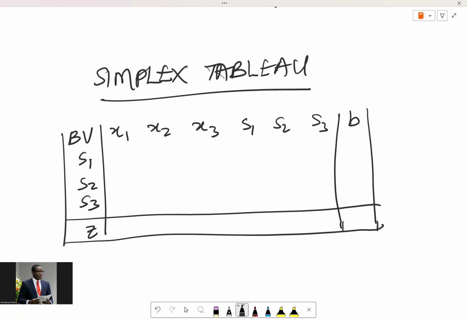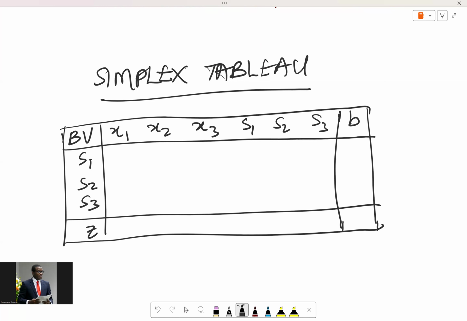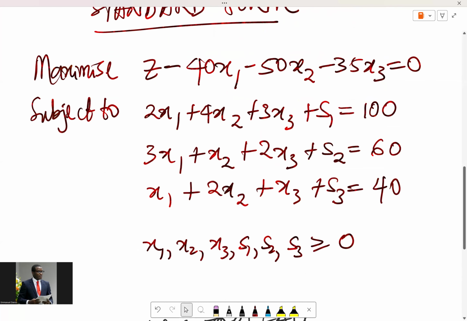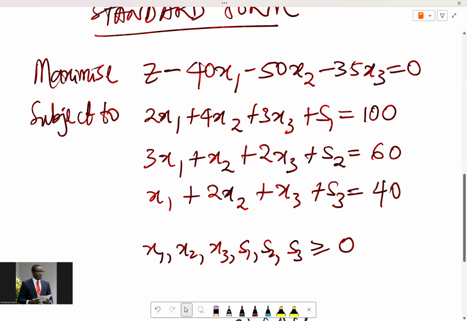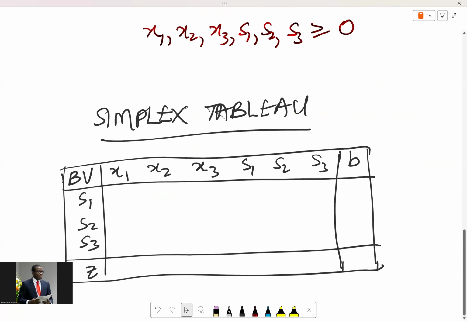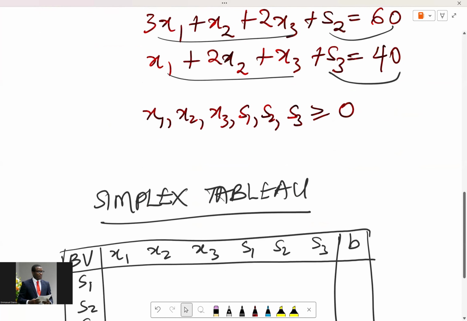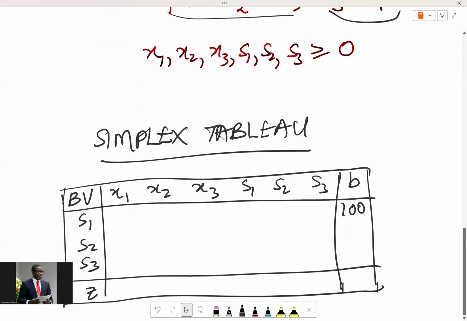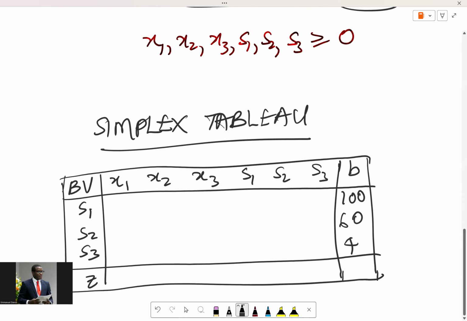So we have this now. If S1, S2, S3 are the basic variables, then it means X1, X2, X3 are the non-basic variables. And the idea is that from the outset, X1, X2, X3 are considered to be zero. So if X1, X2, X3 are zero everywhere, it means that automatically all this part will be zero, and S1 will be 100, S2 will be 60, S3 will be 40. So starting out, S1 is 100, S2 is 60, while S3 is 40.